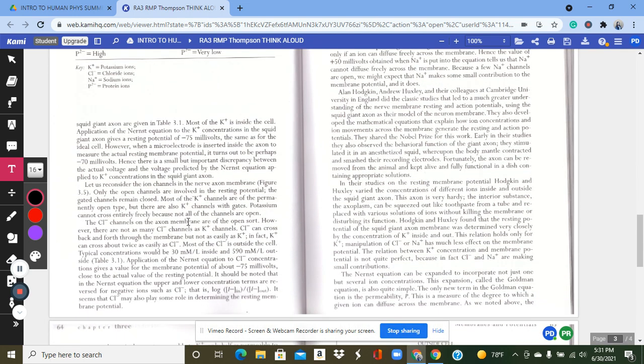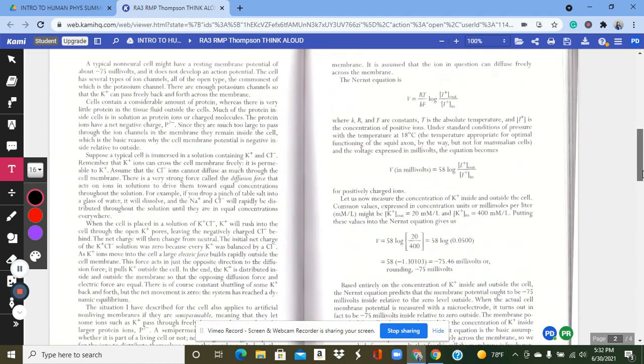Application of the Nernst equation to chlorine concentration gives a value for the membrane potential of about negative 75 millivolts, which is close to the actual value of the resting potential. It should be noted that in the Nernst equation, the upper and the lower concentration terms are reversed for negative ions such as chlorine.